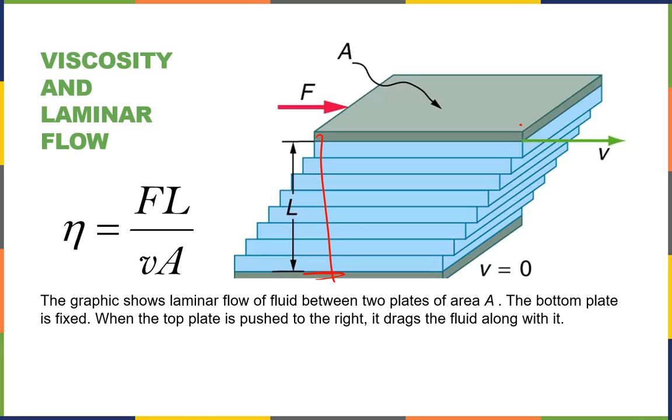What they do in practice is they basically make two cylinders, and they spin one cylinder, and they measure the resistance to the spin, and that tells them what the force is. The length is the gap between the cylinders. The area would be the surface area of the cylinder. And so that's how they practically measure it.